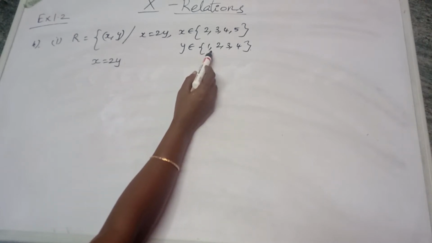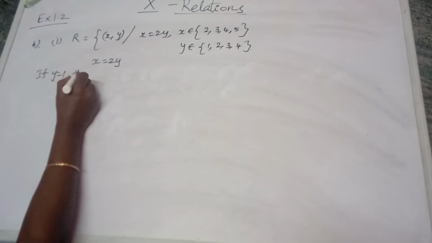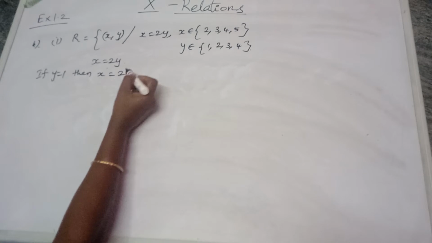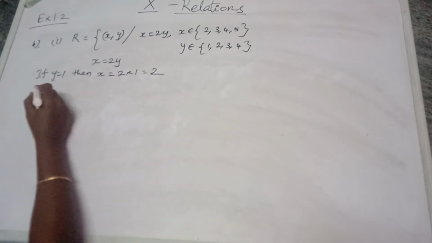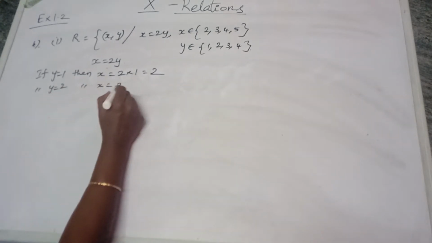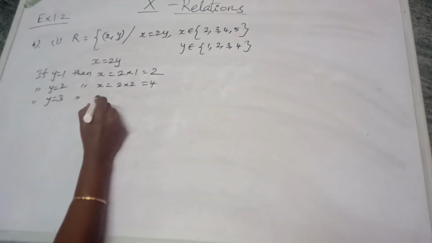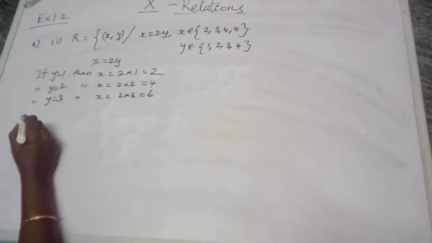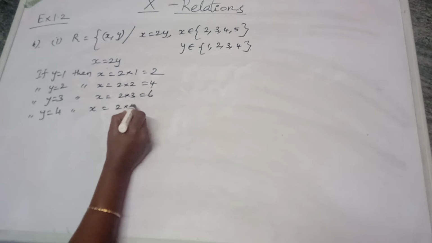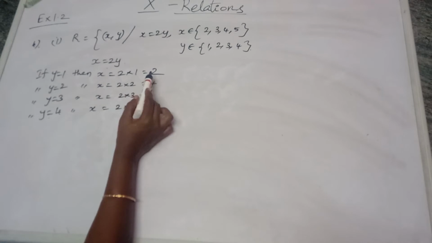Okay, y starts from 1 to 4, so if y equal to 1, what is the value of x? Then x equal to 2 into y, multiplication is there, so 2 into, in the place of y you have to substitute 1, it is 2. Then if y equal to the next element, 2, then x equal to 2 into 2 equal to 4. Then if y equal to 3, then x equal to 2 into 3 is 6. Then y equal to the last element, 4, then x equal to 2 into 4 equal to 8. Okay, so now we know that x is the first set.